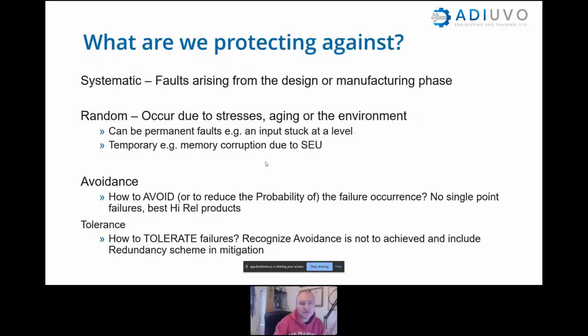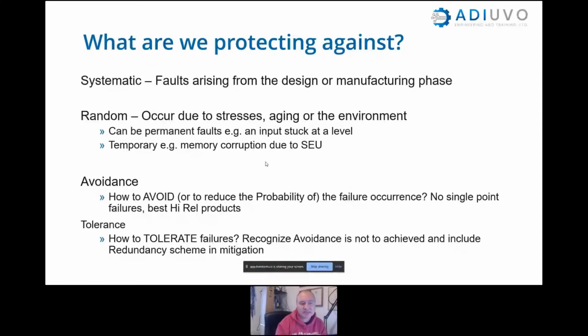So we've talked a little bit about the standards. We've talked a little bit about the failure space and the different types of failure that we can have in our systems. But what are we actually protecting against? What we're actually protecting against is a couple of types of faults.